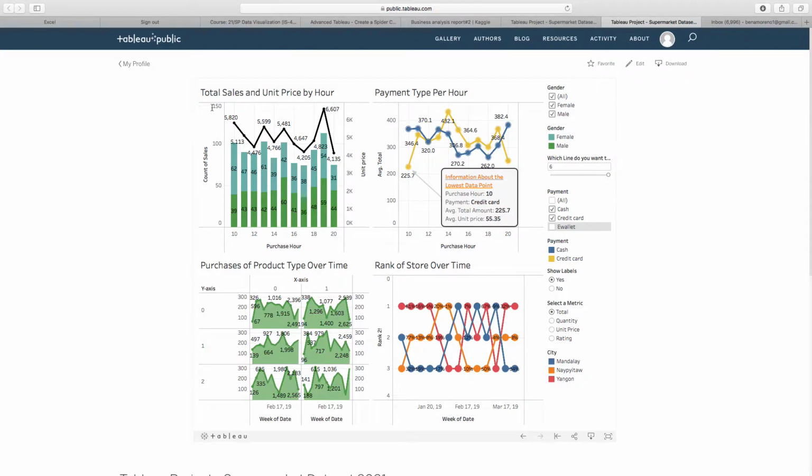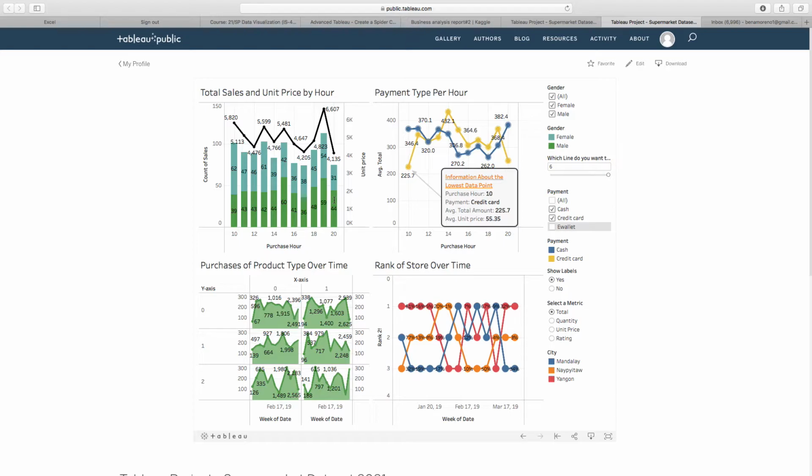So here we have total sales and unit price by the hour. We could see that on the x-axis is the purchase hour from opening at 10 a.m. to close at 8 p.m. Each hour or each count of the sale is actually split up by gender. So we could see that at opening the majority of shoppers are women, and at right before close at 7 p.m. the majority of shoppers are actually male, just by a little.